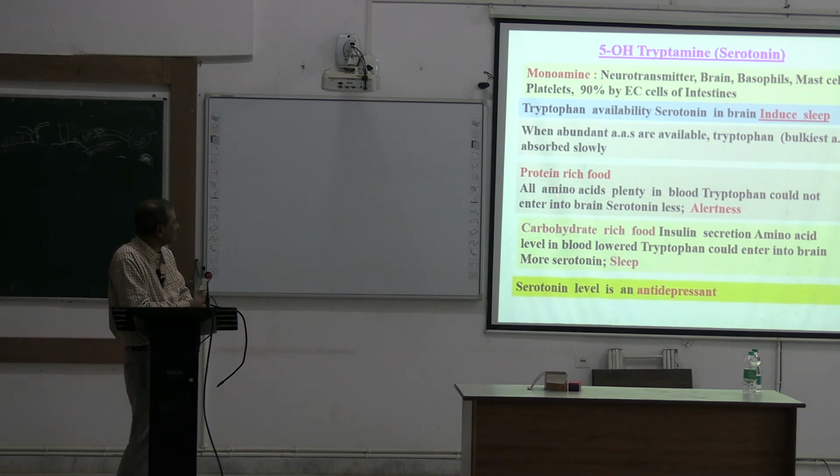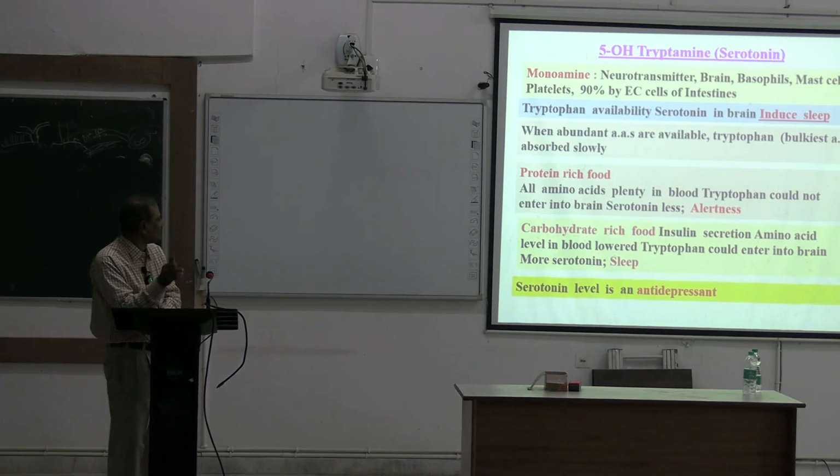Protein-rich food: tryptophan is a large, bulky amino acid. So when you take a huge amount of protein, there will be too many amino acids, and there will be competition for absorption. Other amino acids will be absorbed in preference, so tryptophan absorption will take a longer time. Because of that, there is some amount of tryptophan deficiency temporarily within the cell. So that's what I want to say.